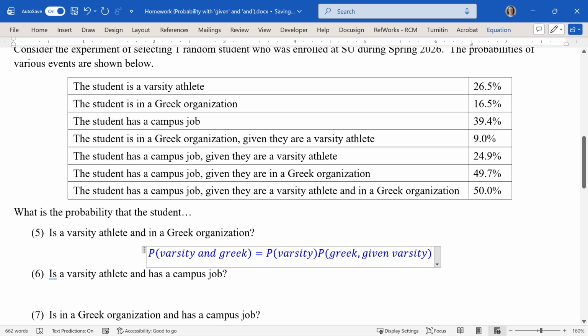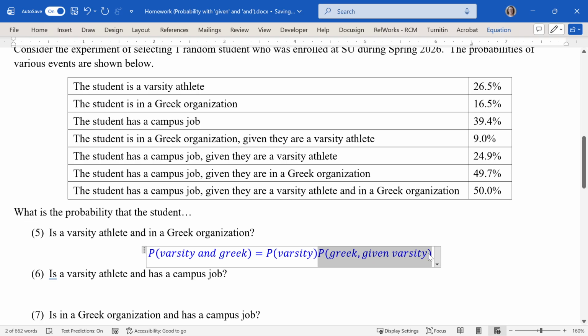And which event is first or second doesn't really matter. Varsity and Greek is the same as Greek and varsity. If you're that student that's in both, you could describe yourself either way. You're a varsity student and you're in a Greek org, or you're in a Greek org and you're a varsity student. So which event we calculate the probability of first doesn't really matter, as long as we can find the numbers in the table.